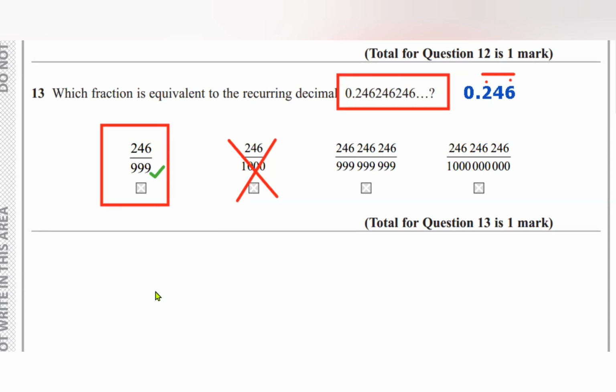Now, as I said, in section B, if this question comes, I'll explain to you how to use the N method, or some people call it the X method, in finding recurring decimal fractions. Now, let's move on to the next question.